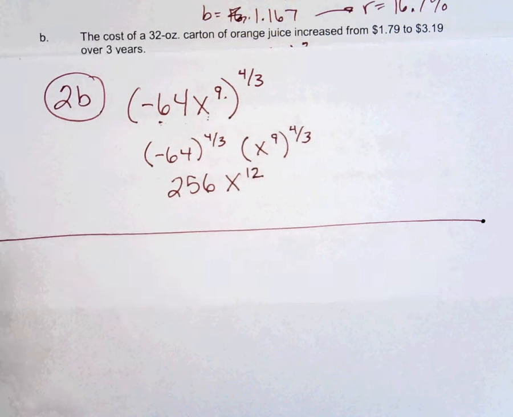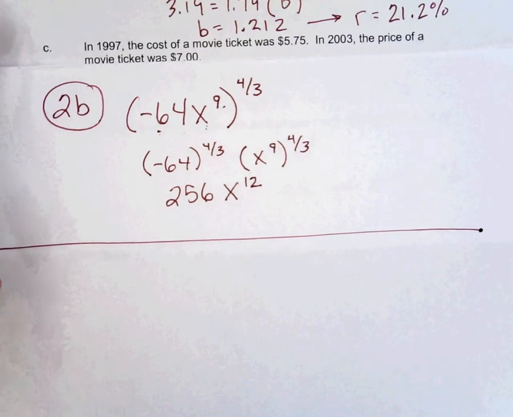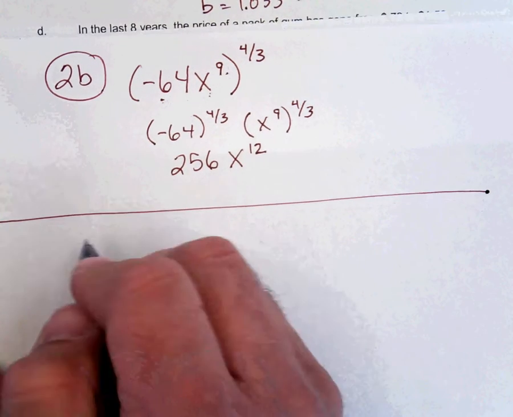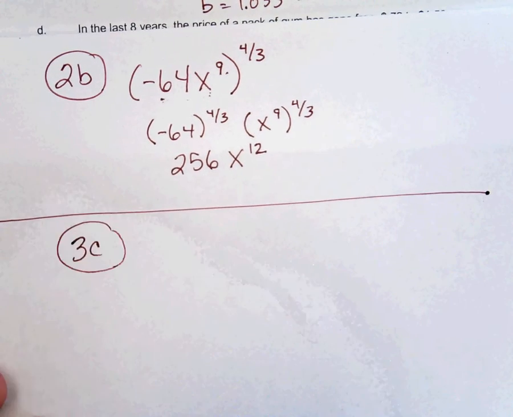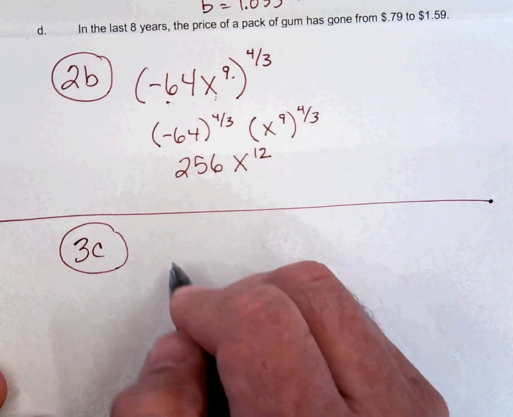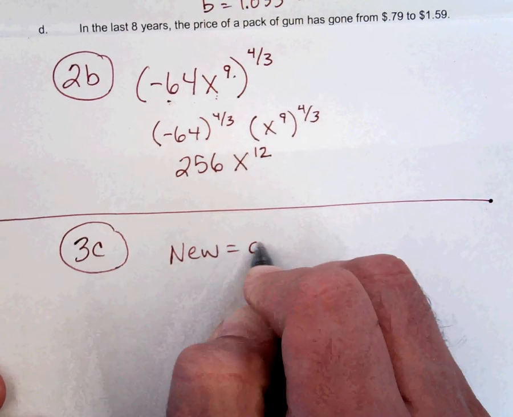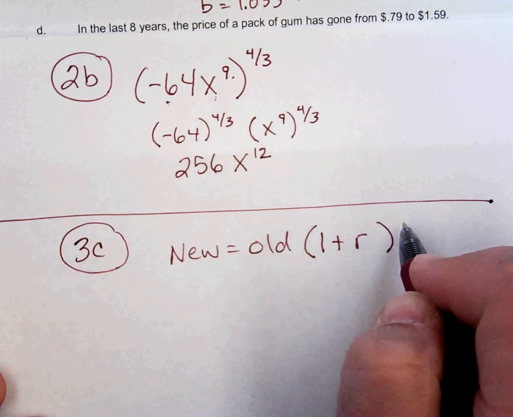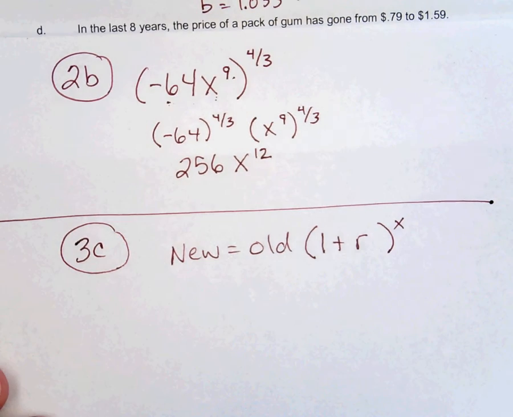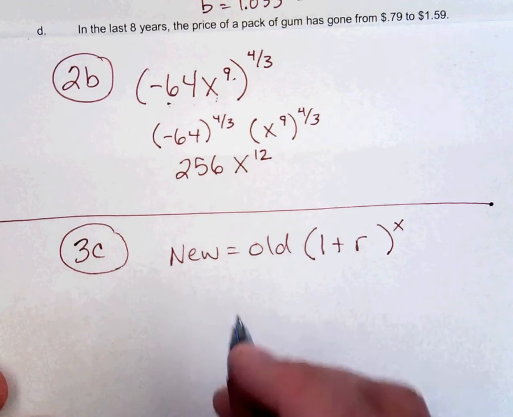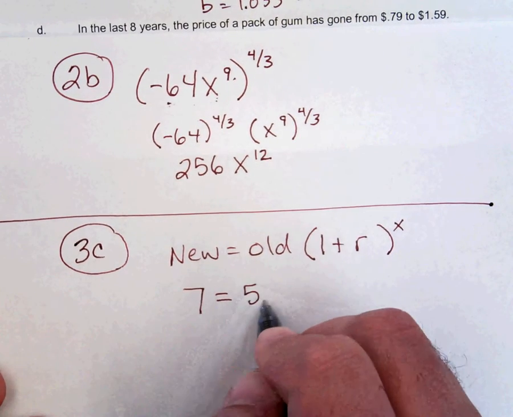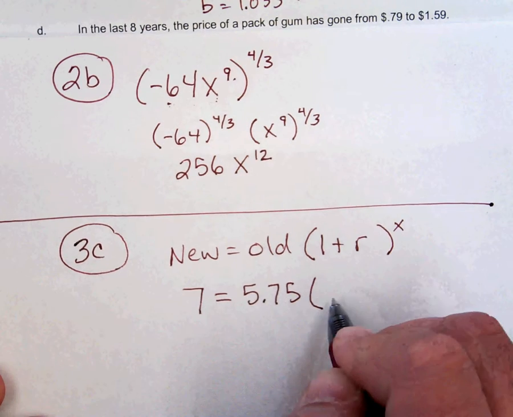In 3, we have the cost of a box of oatmeal, the cost of a carton of orange juice. Let's take a look at the movie ticket one. This is 3C. The formula is new equals old times 1 plus the rate to the x power, where x is the number of years. The new price here is $7 for a movie ticket. The old price was $5.75.